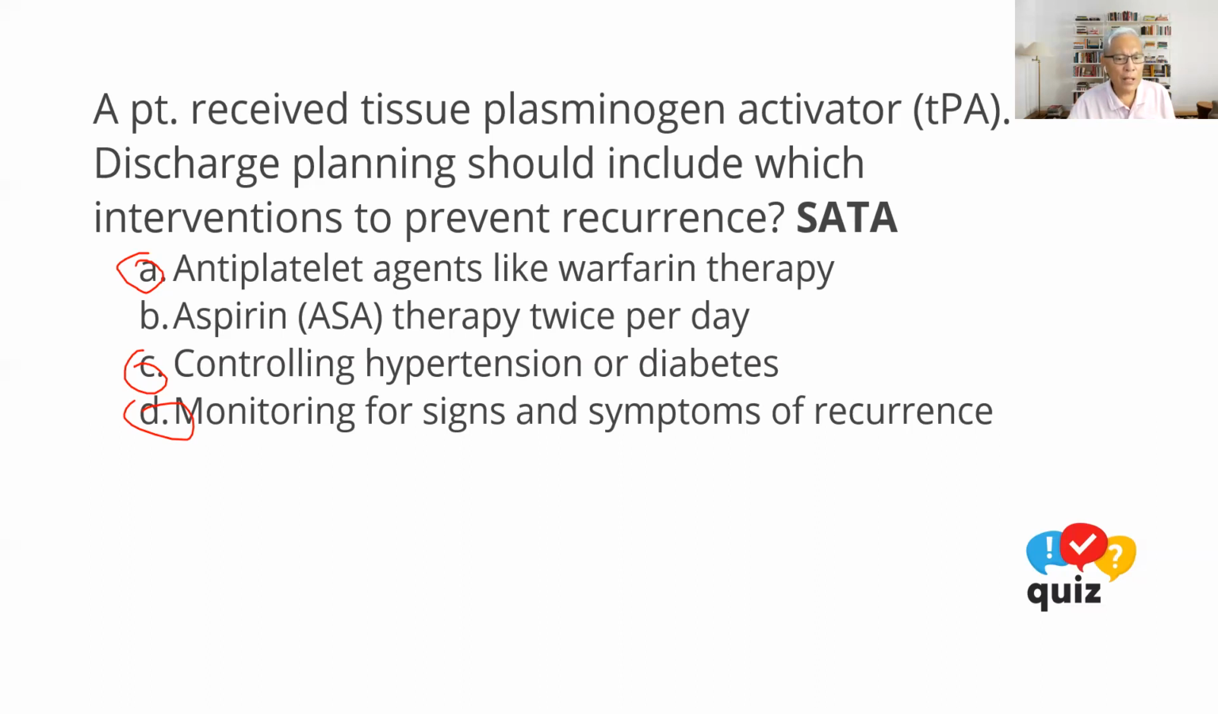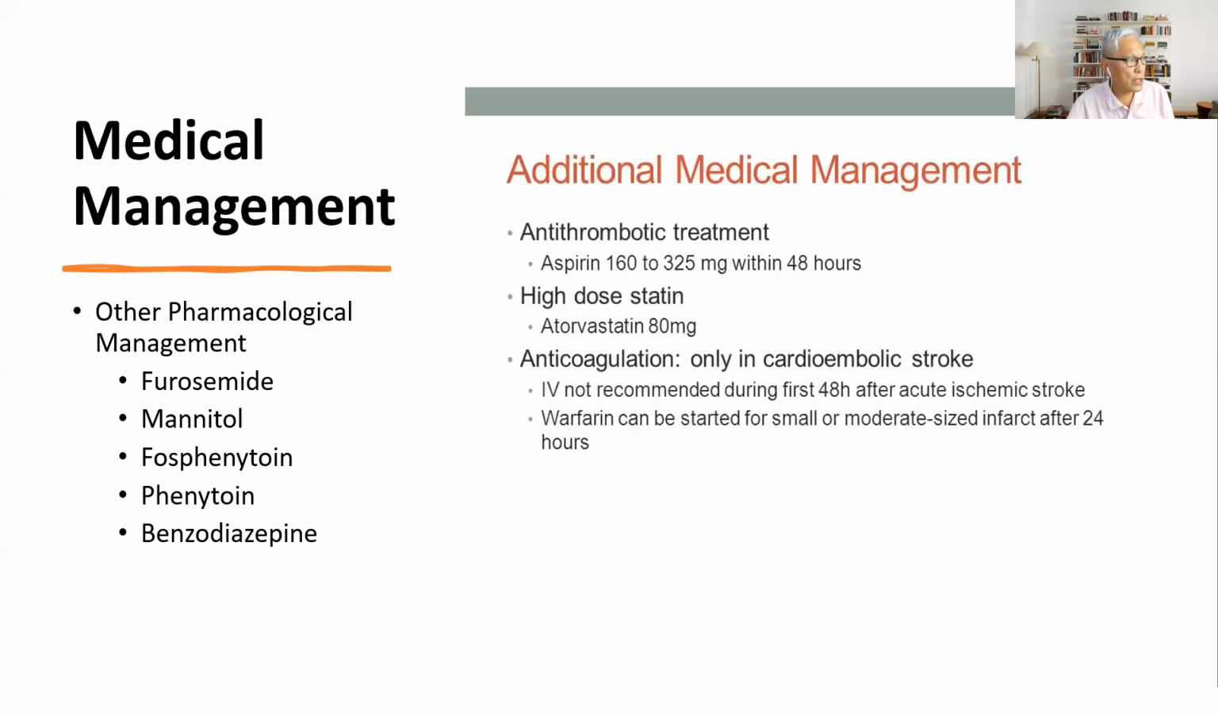All right, so the medical management of patients with stroke includes your furosemide and mannitol, and usually these are diuretics to decrease cerebral edema. Fosphenytoin is going to be something that prevents seizures from happening. It usually is an anti-epileptic agent. And then benzodiazepines are used to reduce skeletal muscle spasms. Those are going to be the drugs that are going to be used.